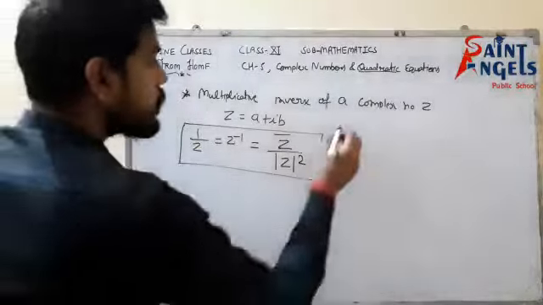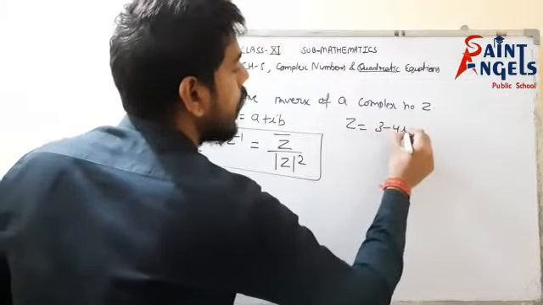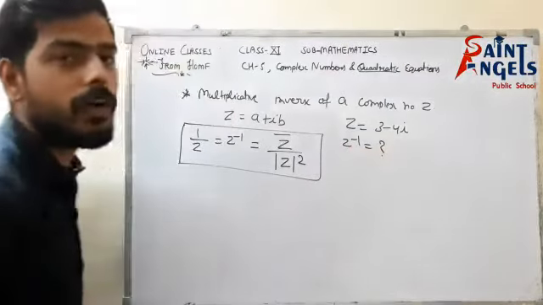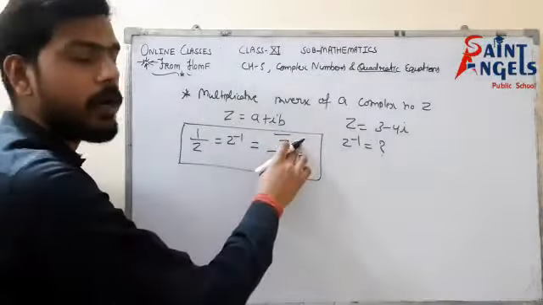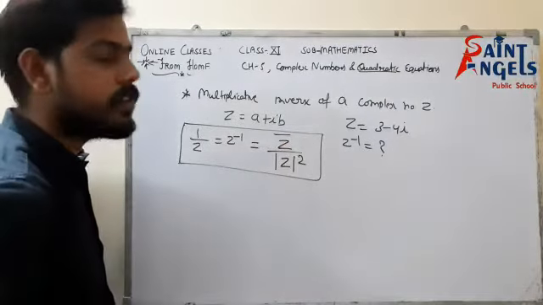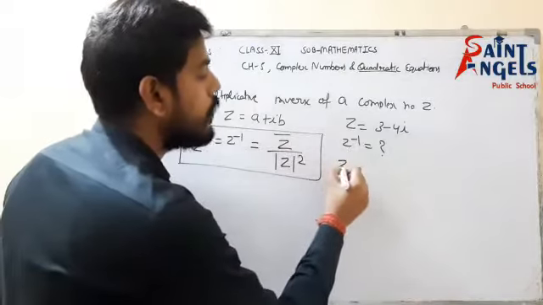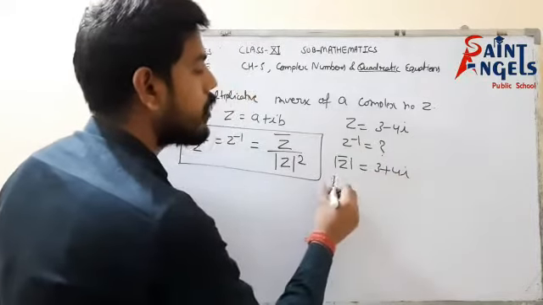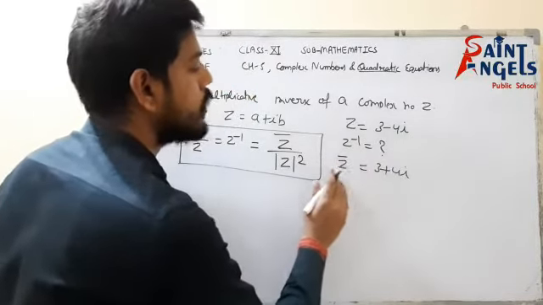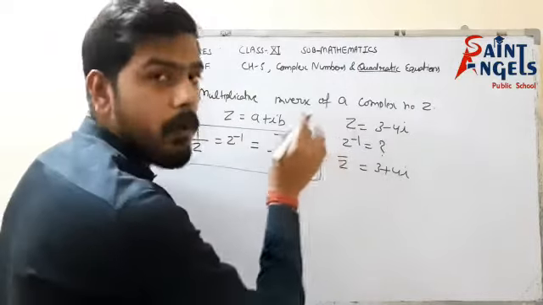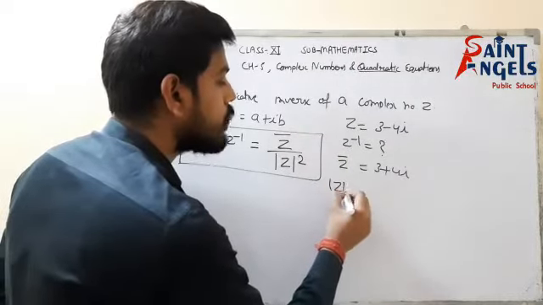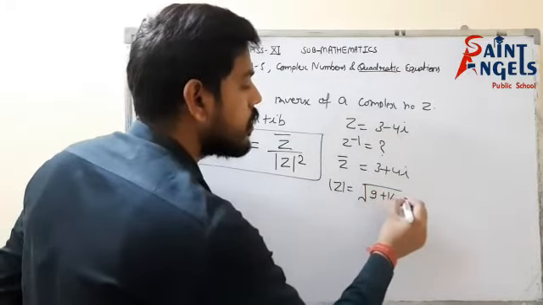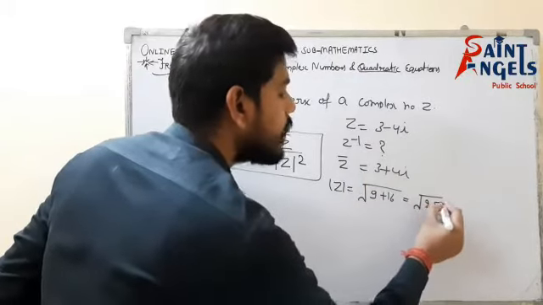Okay. Suppose a number is 3 minus 4 iota. Now I have to find its z inverse. It means the multiplicative inverse. So the formula is the conjugate of z upon the square of the magnitude of the complex number. So first of all, what would be the conjugate of 3 minus 4i? Conjugate would be 3 plus 4 iota. Now what would be the modulus of z? The modulus of z would be equal to under root 3 square, it means 9, plus 4 square is 16. So that would be under root 25.